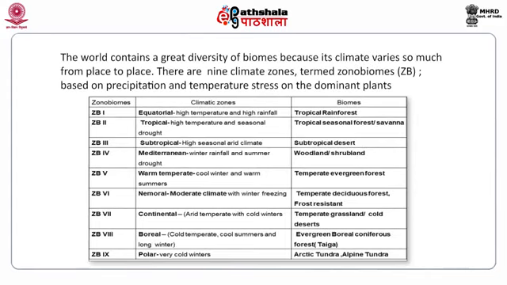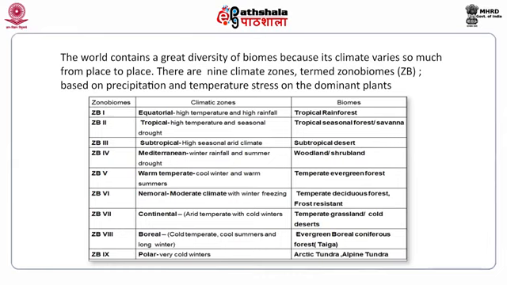In this table, the world has a great diversity of biomes. They have been tabulated, and their climatic zones have been given. So, we have zonobiome number 1, which is equatorial, with high temperature and high rainfall, and the biome that exists here is the tropical rainforest. The tropical climate zones have the tropical seasonal forest. The subtropical climate zones have the subtropical desert. The Mediterranean type of climate zone supports woodland and shrubland.